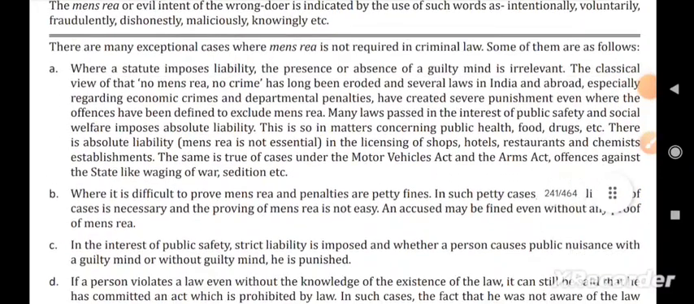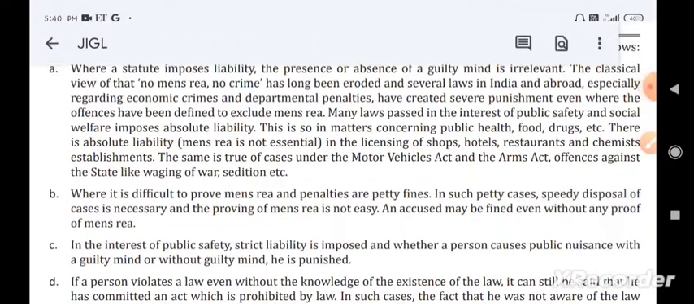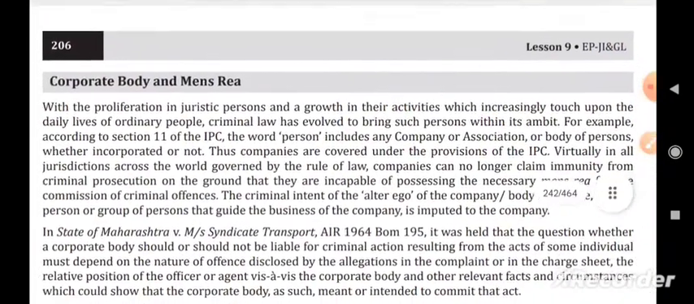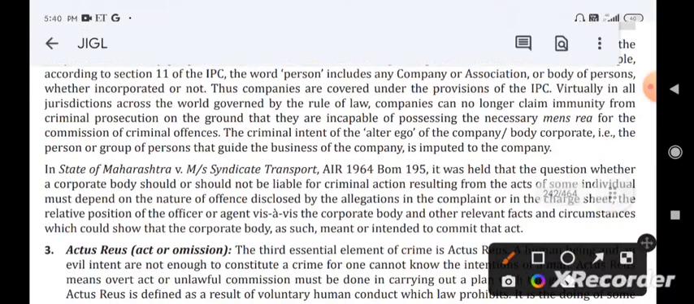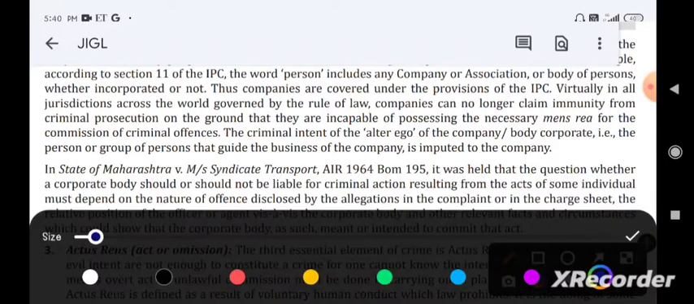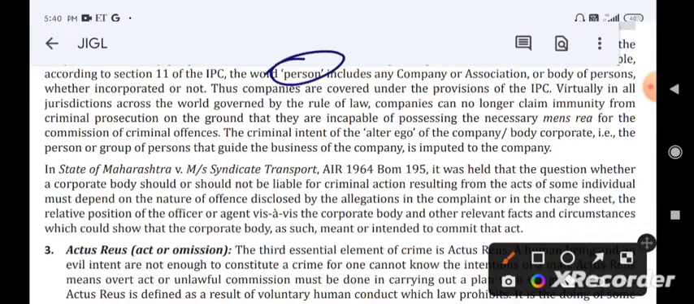So these exceptional cases are important from an exam point of view. Next we'll come to the corporate body and mens rea. Corporate body and mens rea, we have the person. What is the meaning of the word person? Person includes any company or association or body of persons, whether incorporated or not.